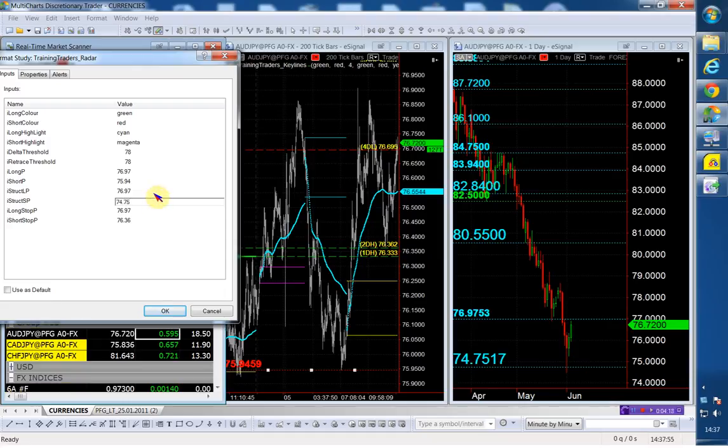So for the Aussie yen, we're going to buy above 76.97. It is going to be our structure long point and our stop. On the short side, we're going to go short below 75.94. If I do, I have a structure short point below it at 74.75, and my stop is going to be the 76.36. Okay, that is the Aussie yen. Let me save that.